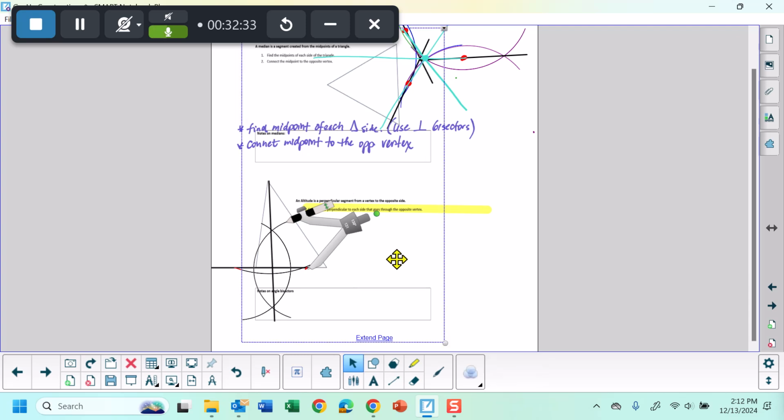That's an altitude. If I repeat that construction for all three sides, I'm going to get a holy cow wow moment with my altitudes. So all of these constructions are just versions of perpendicular bisectors: finding the median, finding the altitude, etc.